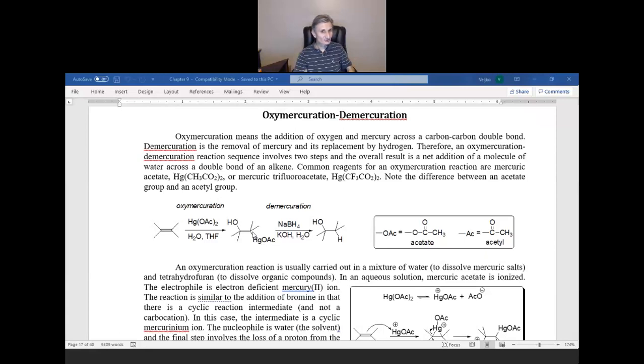So that's oxymercuration. And demercuration means removal of mercury. If it's removed, it has to be replaced with something. That's hydrogen. We use sodium borohydride, NaBH4. Potassium hydroxide is there only to stabilize the reagent, so it doesn't decompose in aqueous solution, and water is the solvent. NaBH4 is a source of H- hydride anion. So H- replaces mercury, and we end up with net addition of water across the double bond.